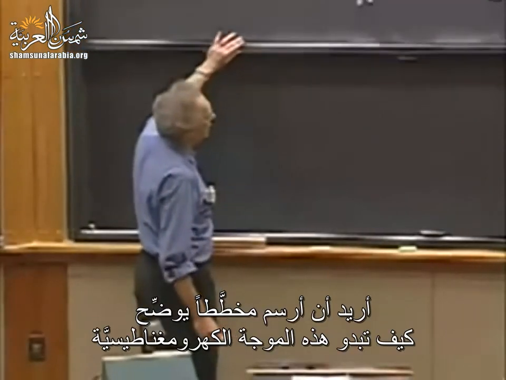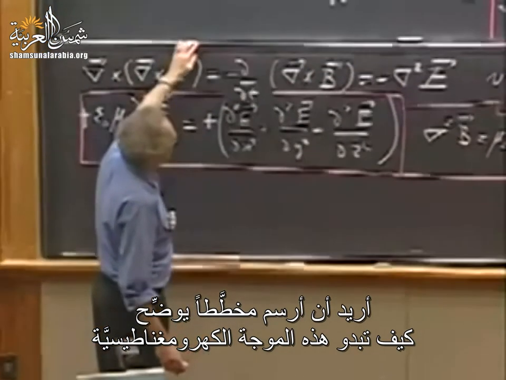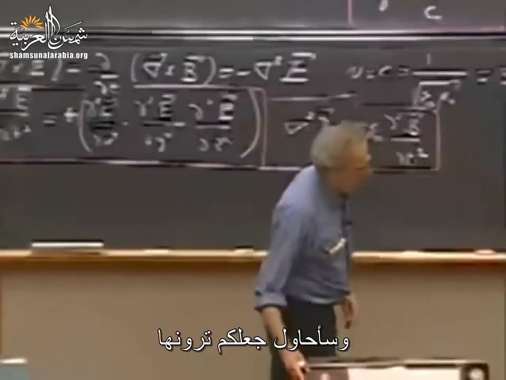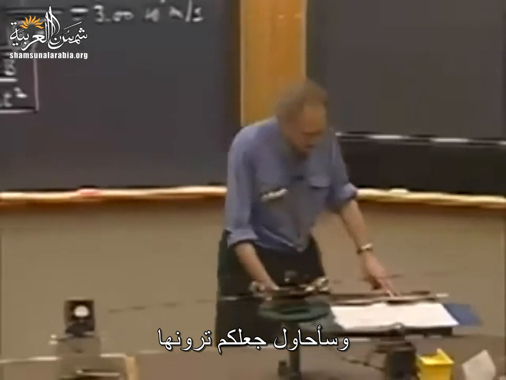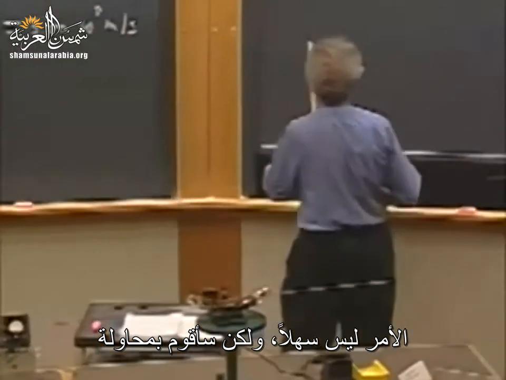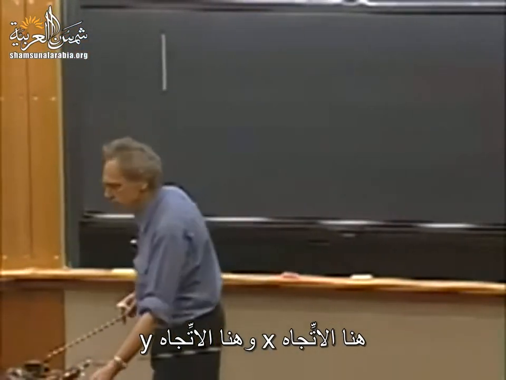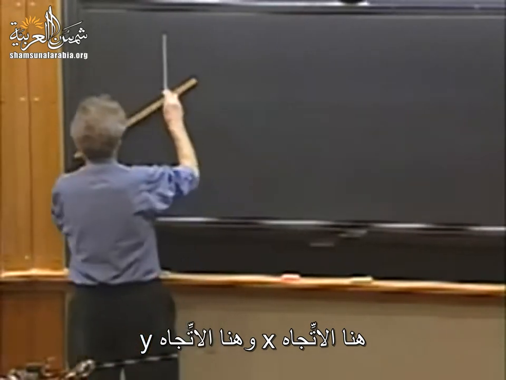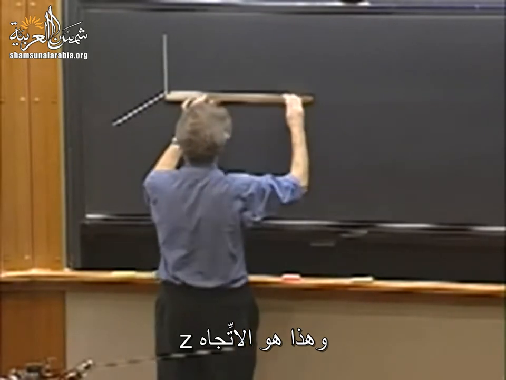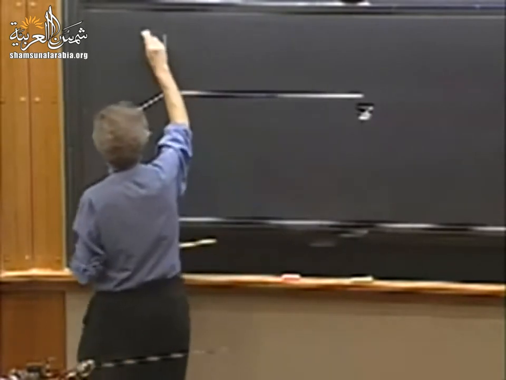So now I would like to make a sketch of what this electromagnetic wave looks like. And I will make an attempt to make you see it. It's not so easy, but I'll make an attempt. So here is the x direction, and here is the y direction, and let this be the z direction. X, y.